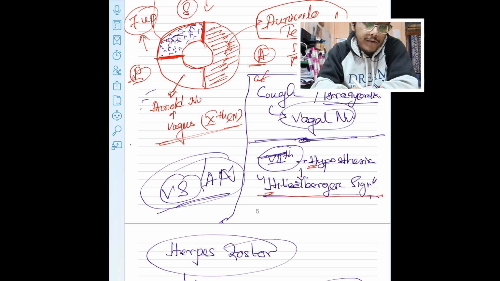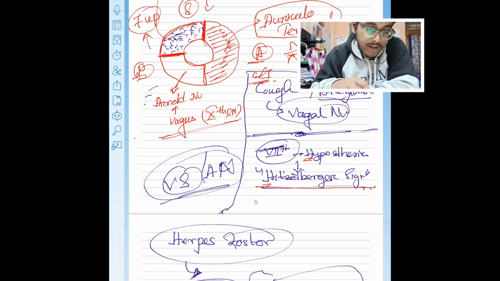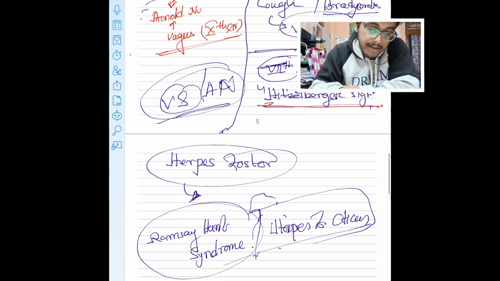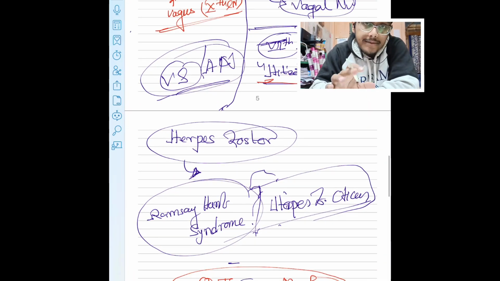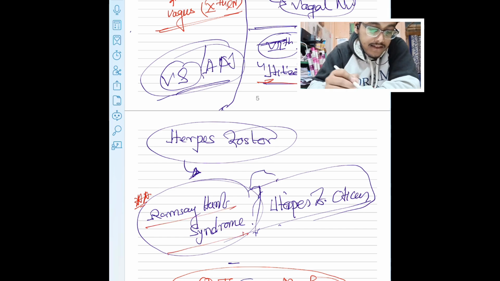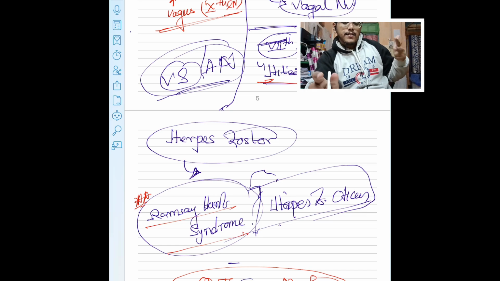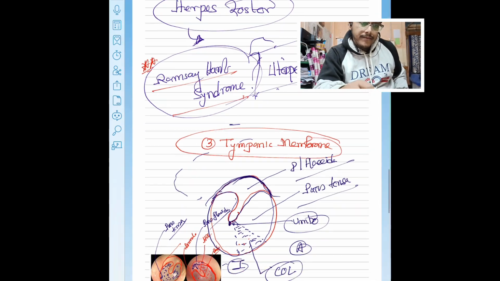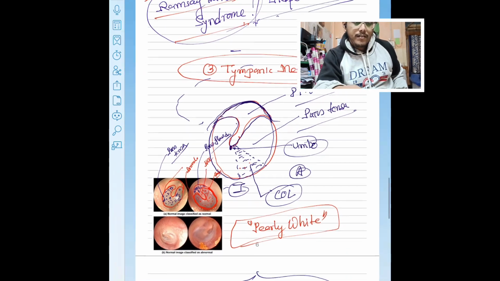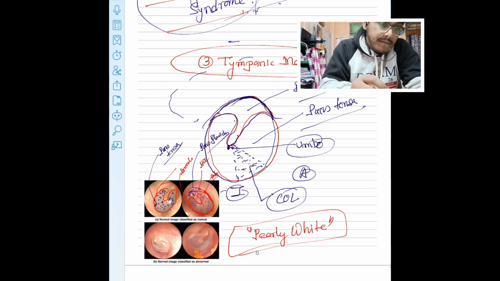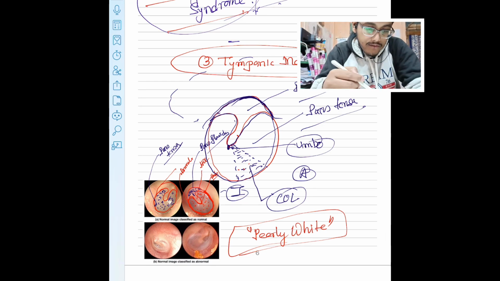Clear? Another clinical importance is that the facial nerve sometimes gets affected in herpes zoster also, which is known as herpes zoster oticus or Ramsay-Hunt syndrome. So one is Hitselberger sign, another is Ramsay-Hunt syndrome. These are the nerve supply. Now coming to the tympanic membrane. The tympanic membrane area is very important and very vast also. We'll try to see one by one what is there.